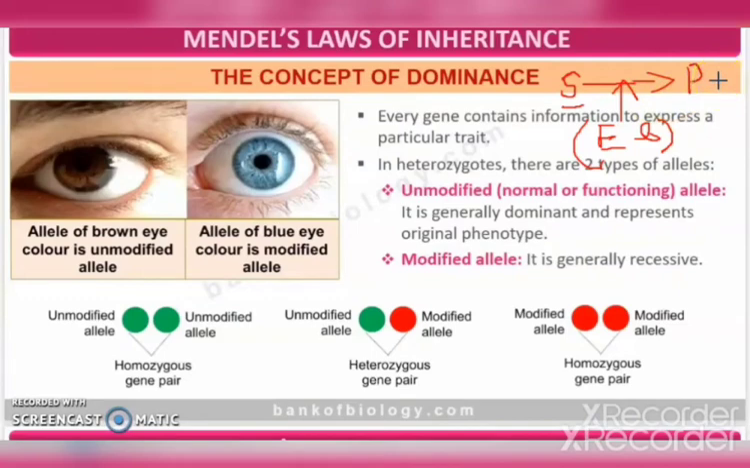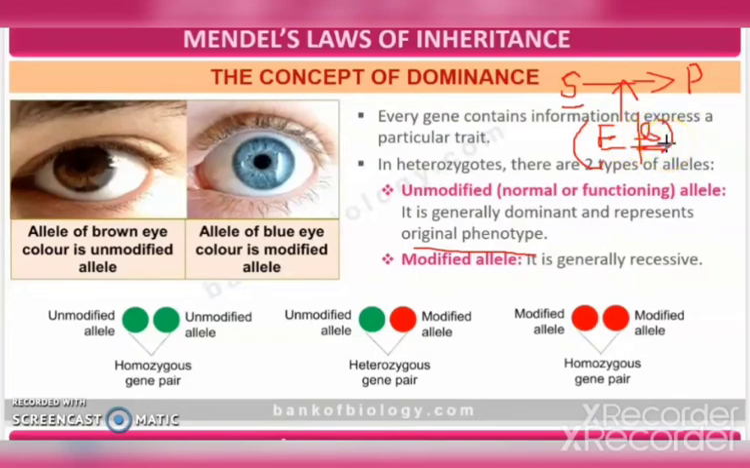Theoretically, think that this is the modified allele. So this small e is a modified allele, and this capital E is an unmodified allele. Taking the unmodified, normal or functioning allele, what will it do? It will generally dominate and represent the original phenotype, which means it will produce the proper amount of enzyme needed to increase the rate of this chemical reaction. So one is doing its normal function. But take the case of small e, the modified e. Think that the small e is modified due to some mutation.